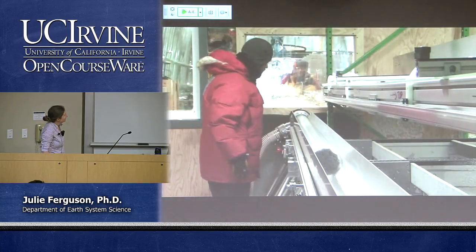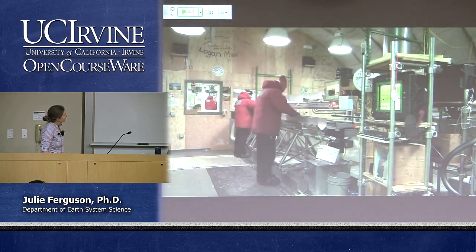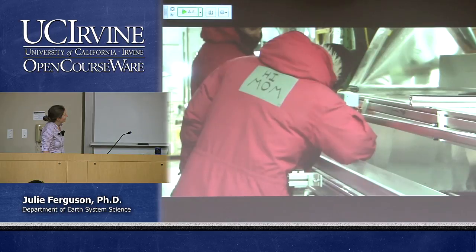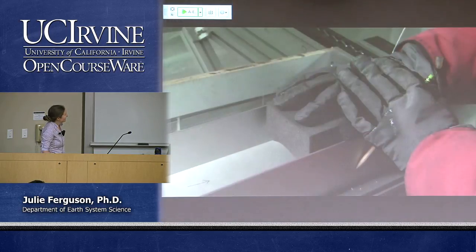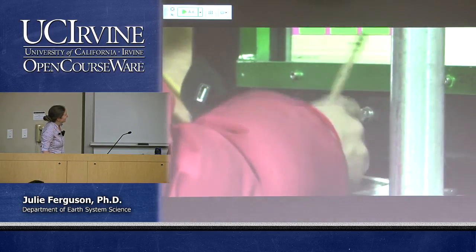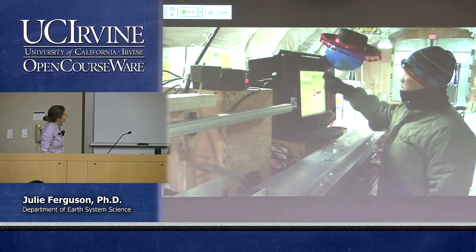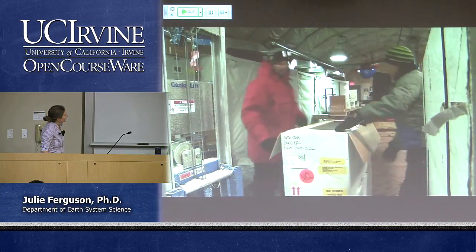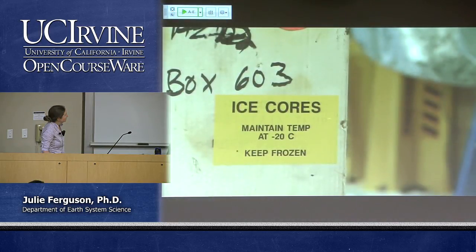In order to preserve the ice, the core handling room is kept below -20 degrees Celsius. Science technicians record each core's length, temperature, and the date of extraction. And after carefully logging each core, they pack it for shipment to the National Ice Core Laboratory in Denver, Colorado.